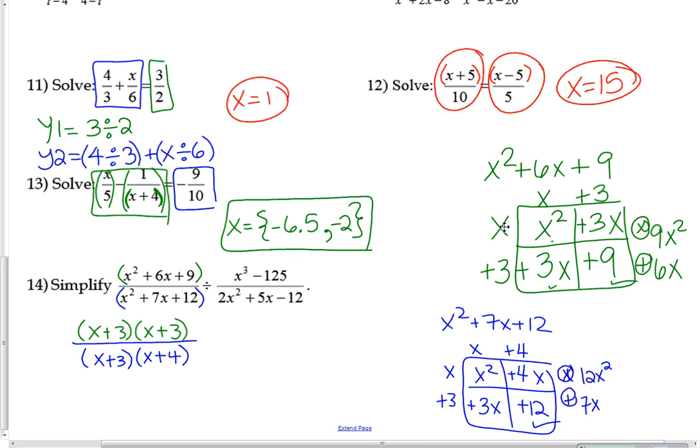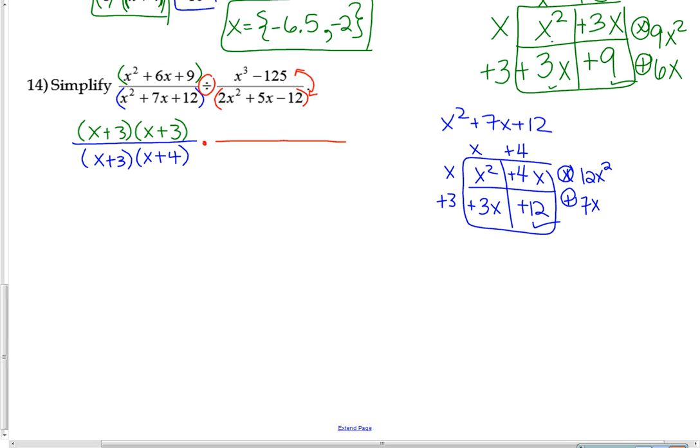Remember that when I'm dividing two fractions, what I'm really doing is multiplying by the reciprocal. So now I'm going to flip this fraction, the second one. I'm going to start out by factoring the bottom there, and I'll write it on the top. Make some more room, and I have 2x squared plus 5x minus 12.